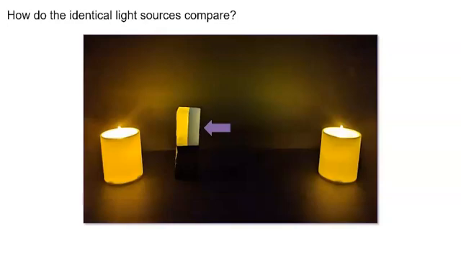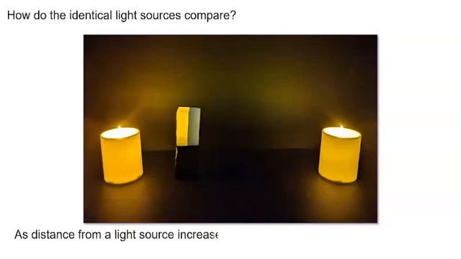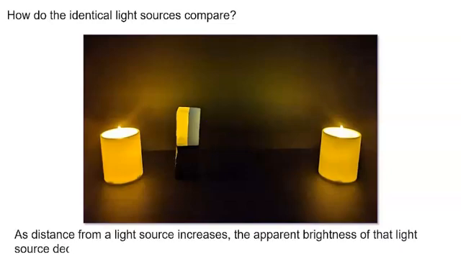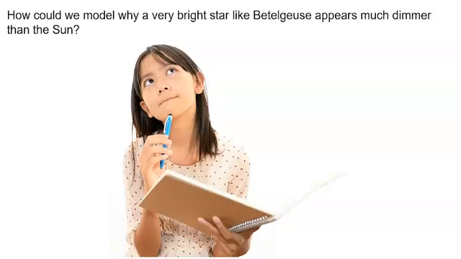That's right. I noticed that as the distance from a light source increases, the apparent brightness of that light source decreases. Do you agree? How could we model why a very bright star like Betelgeuse appears much dimmer than the sun?